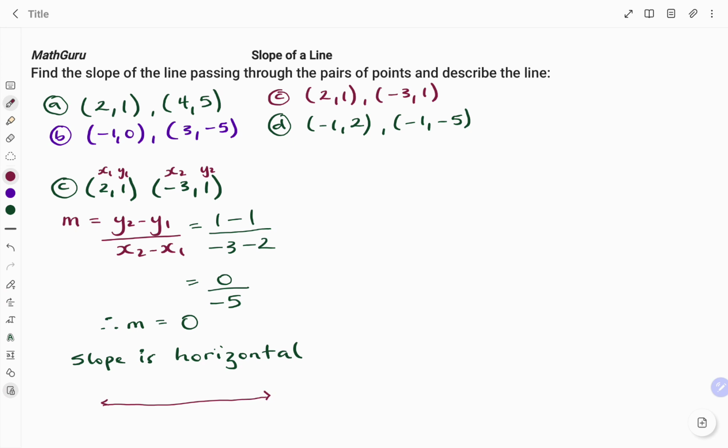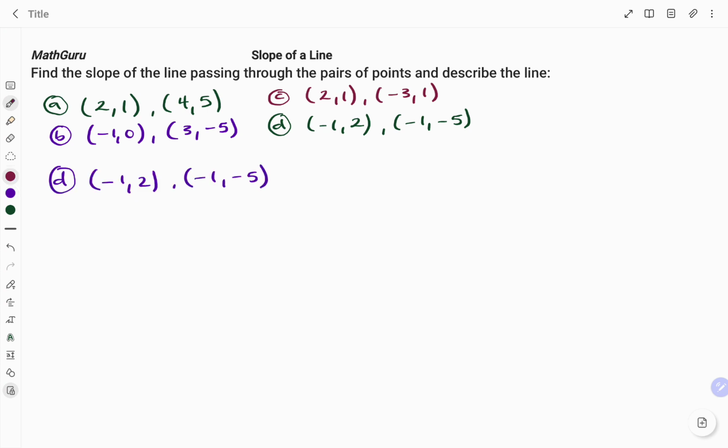In the last example, I have the ordered pairs (-1, 2) and (-1, -5). Going through, writing the formula for the gradient, m is my change in y, that's y2 minus y1, divided by my change in x, x2 minus x1. Then I go ahead and tag my ordered pairs of points: x1, y1, and x2, y2.